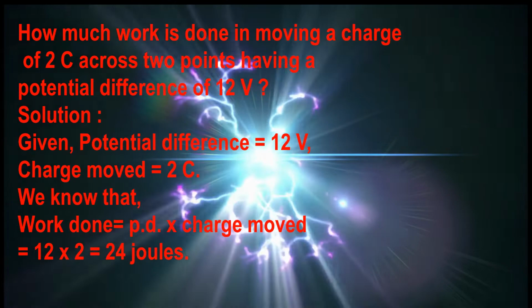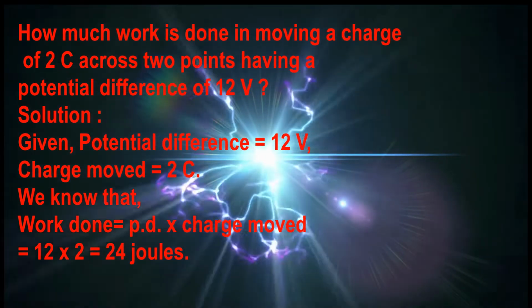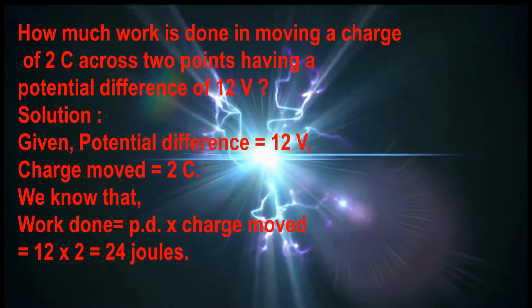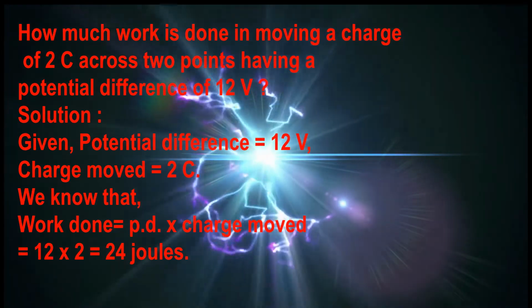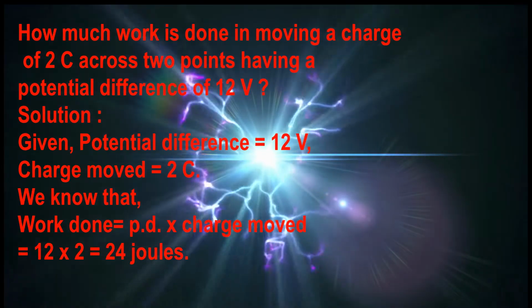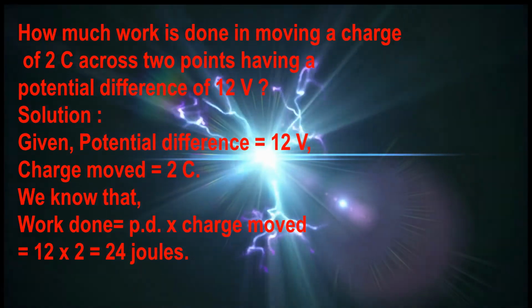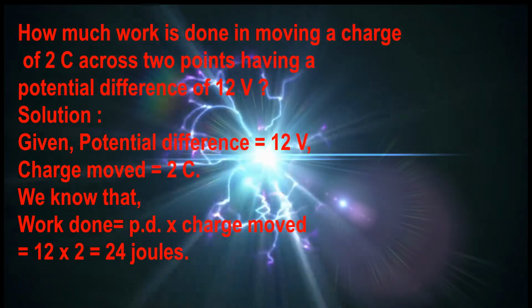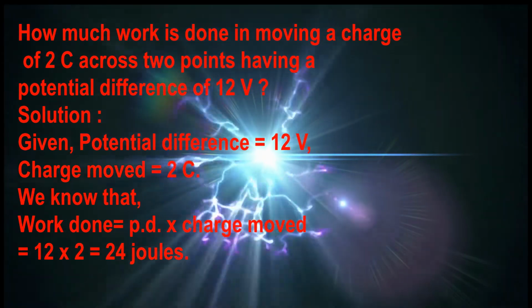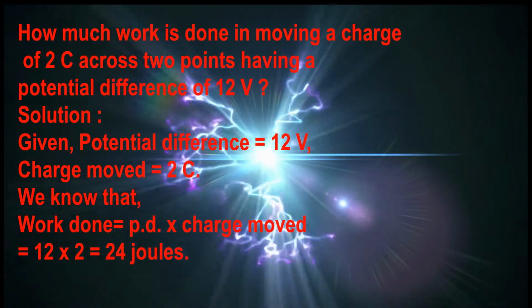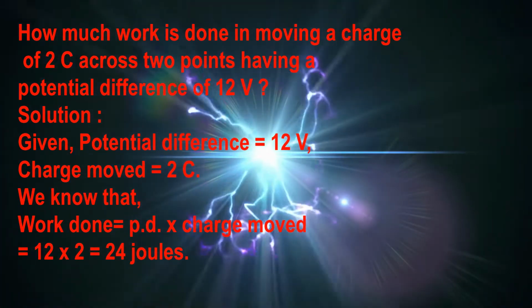How much work is done in moving a charge of 2 coulombs across 2 points having a potential difference of 12 volts? Solution. Given. Potential difference equals 12 volts, charge moved equals 2 coulombs. We know that work done equals PD x charge moved equals 12 x 2 equals 24 joules.